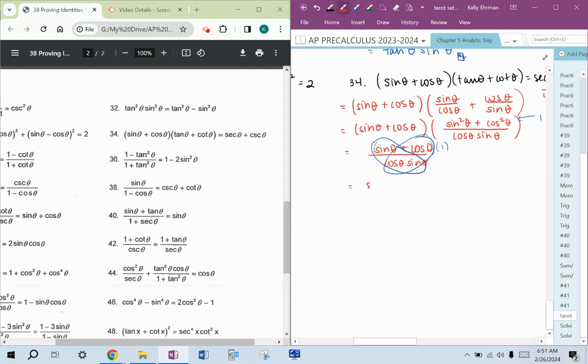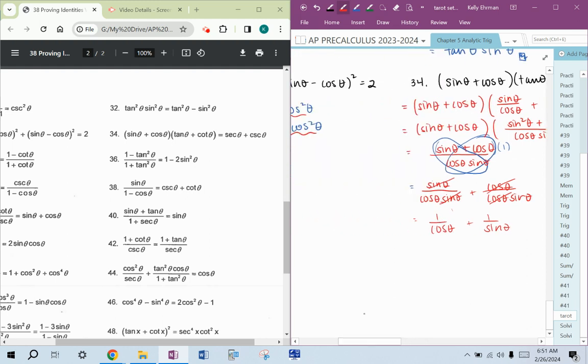But that helps because you're going to do sine theta. You're separating this out: sine theta over cosine theta sine theta plus cosine theta over cosine theta sine theta. So these sines cancel out, and these cosines cancel out. That's 1 over cosine theta plus 1 over sine theta. And that was one of the places I was trying to get to, right? So then finish it off. This is secant theta plus cosecant theta, which is what we were trying to prove.